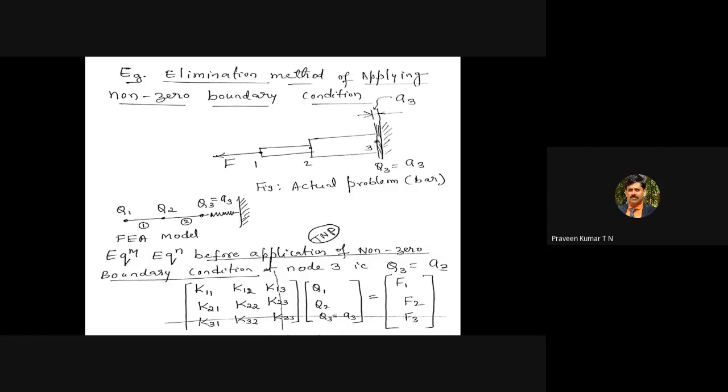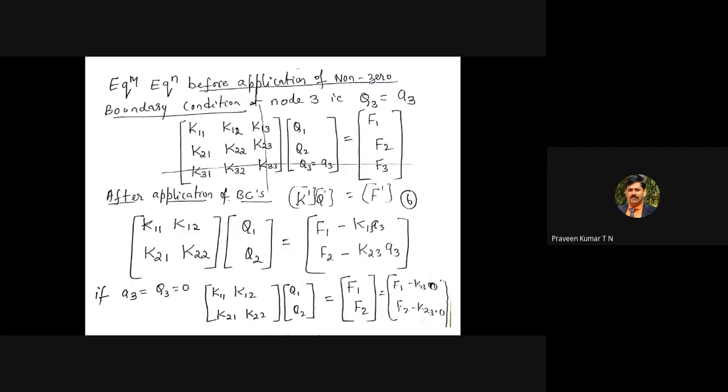For non-zero boundary condition, here we are eliminating the third row and third column. Then you have to modify the force vector. Modifying the force vector means there is no change in the stiffness matrix. Just eliminate the first row and first column. Remaining is K11, K12. It is reduced to a 2 by 2 matrix, that you are familiar with, and your displacement vector is also reduced. Only the force vector you have to modify.